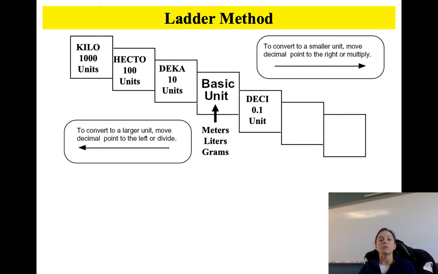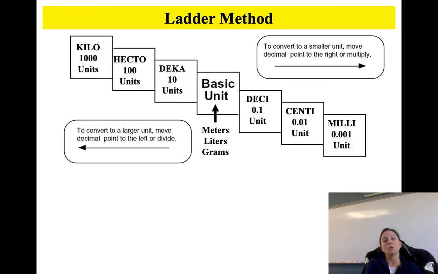And then the smaller units would be deci. Now, not to be confused with deca, but deci is 1/10. Centi is 1/100th. And then milli is 1/1,000th. And just as with kilo, there are larger units than kilo, there are smaller units than milli, but we will be going from kilo to milli.